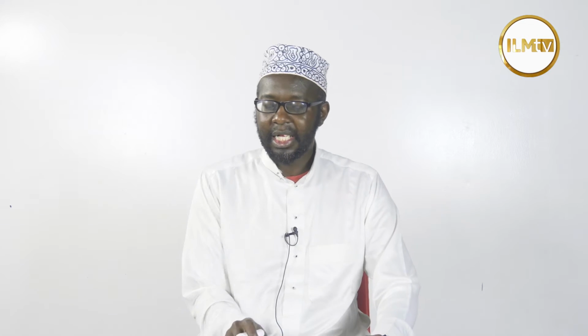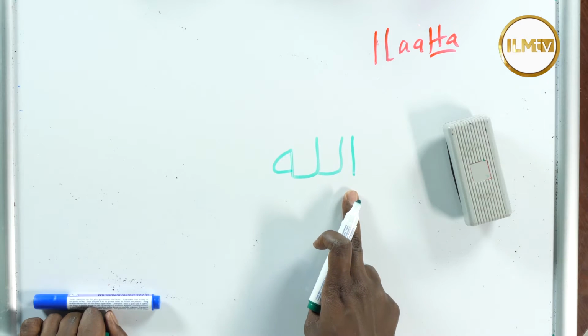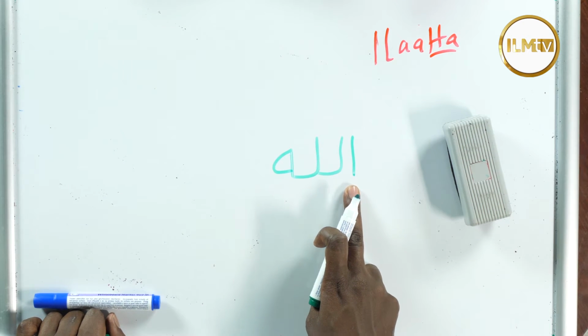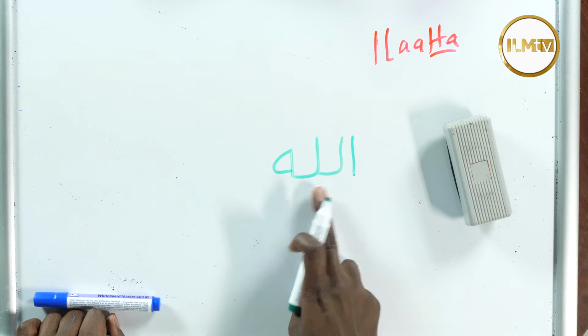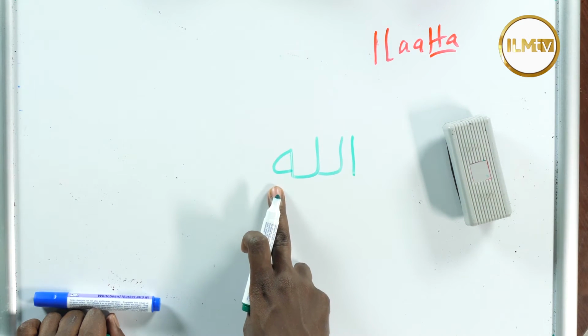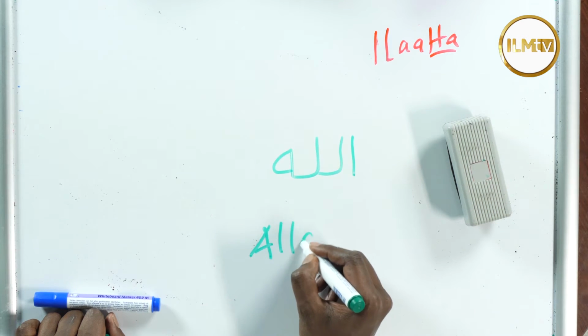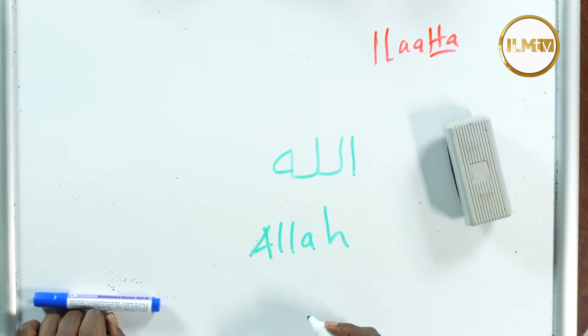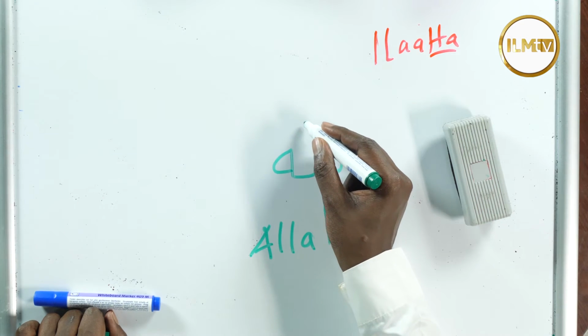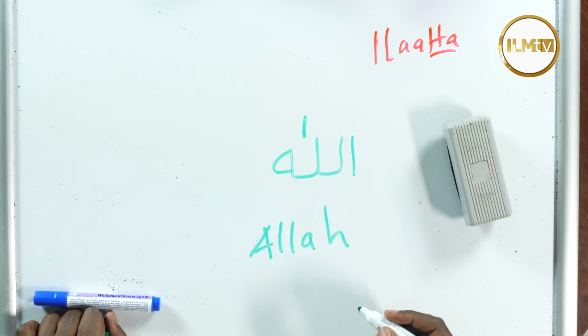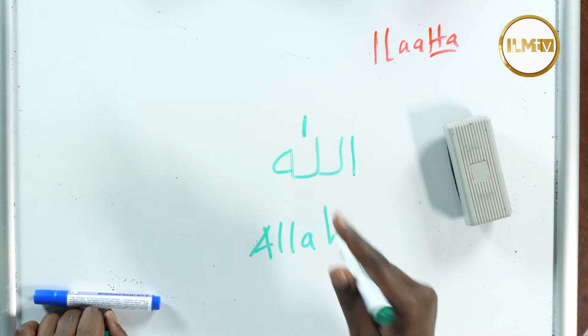Allah. That is how you write it. Alif, lam, lam, two L's, then an H at the end. That goes to Allah. Actually, there's an alif over here, a double one.